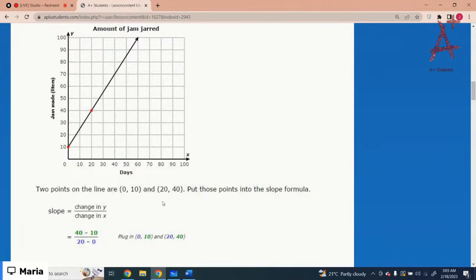You have to calculate the slope, which is change in y divided by change in x. You have to do y2 minus y1 divided by x2 minus x1. So y2 is 40, y1 is 10. So 40 minus 10 divided by 0 minus 20. Got it?